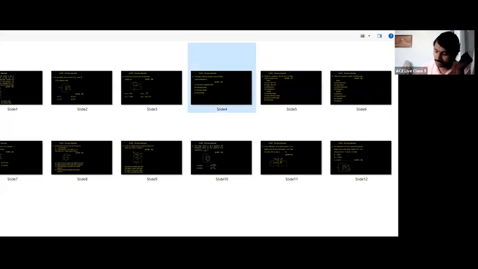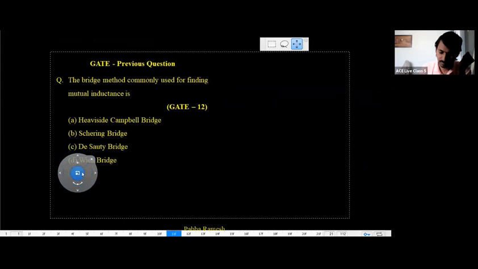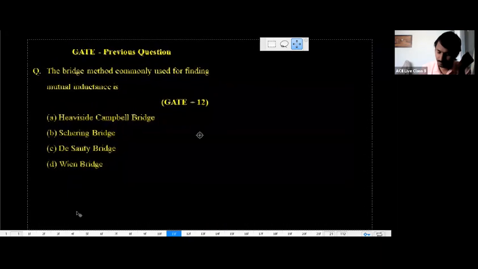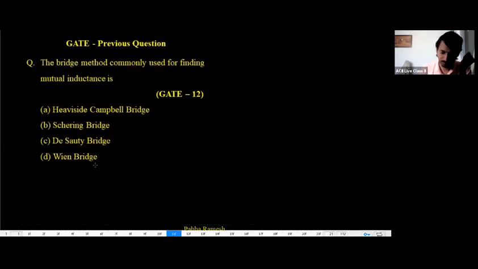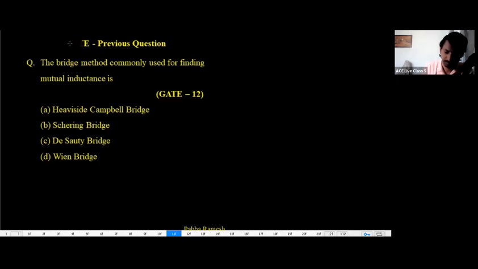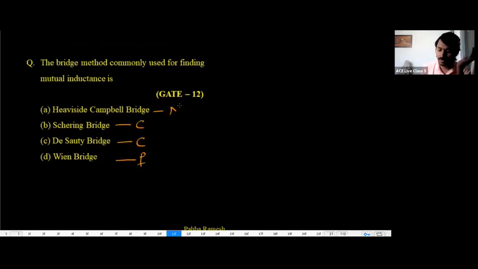One more conceptual question, direct question. See, Schering bridge is capacitance, De Sauty is capacitance, Wien's bridge is frequency. Heaviside Campbell's bridge means modified bridge for mutual inductance. So automatically, what's the answer? Option A. Like this also chance is there.